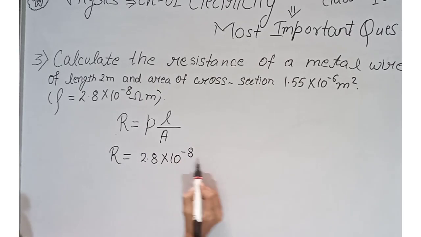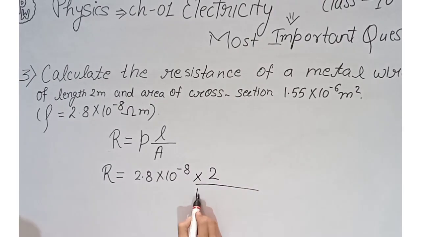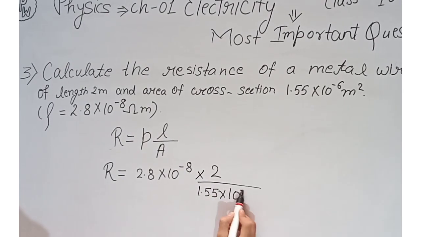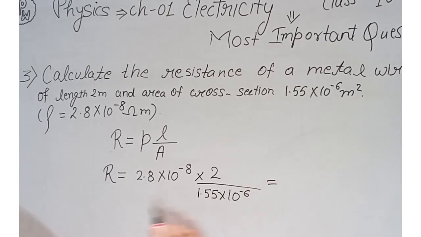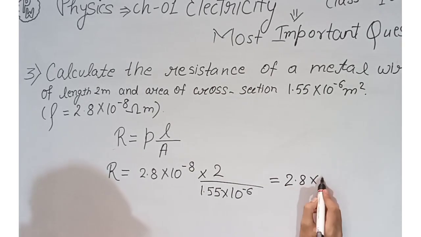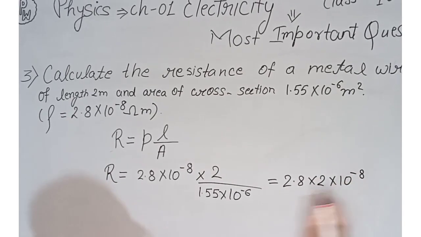So put the value of rho, length and area of cross section. Write 2.8 into 10 to the power minus 8 in place of rho, 2 in place of length, and 1.55 into 10 to the power minus 6 in place of area of cross section. By solving this, you can easily find your resistance. Now you have to solve it. In which way am I solving?